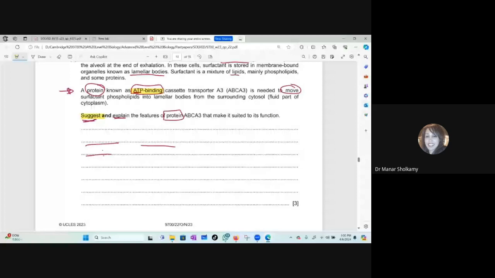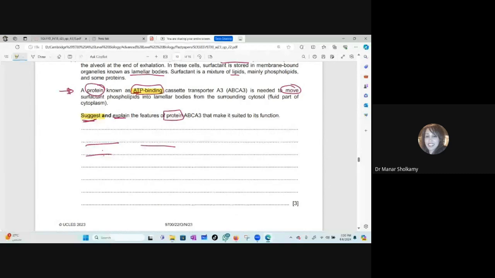So it has an associated ATPase enzyme. You took it in A2, yes? What is the function of the ATPase enzyme? It binds to ATP even if you did not take it in A2. What does it produce? ADP and Pi. Very good. So it is going to produce energy.